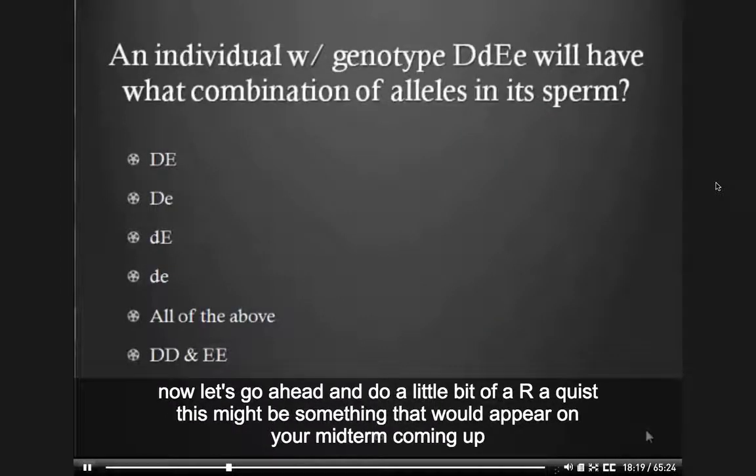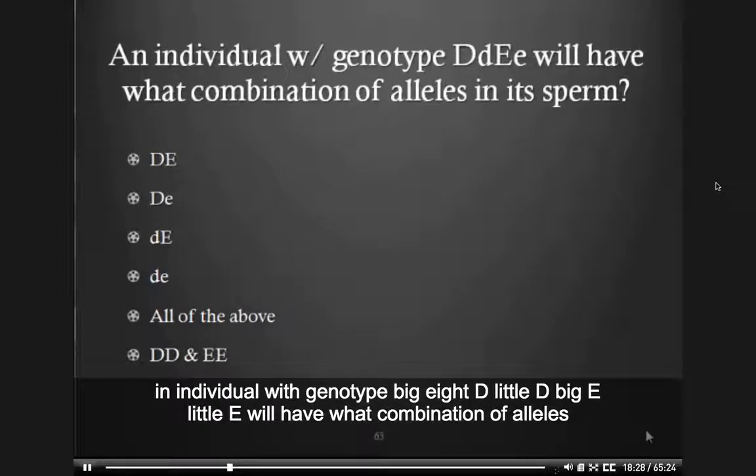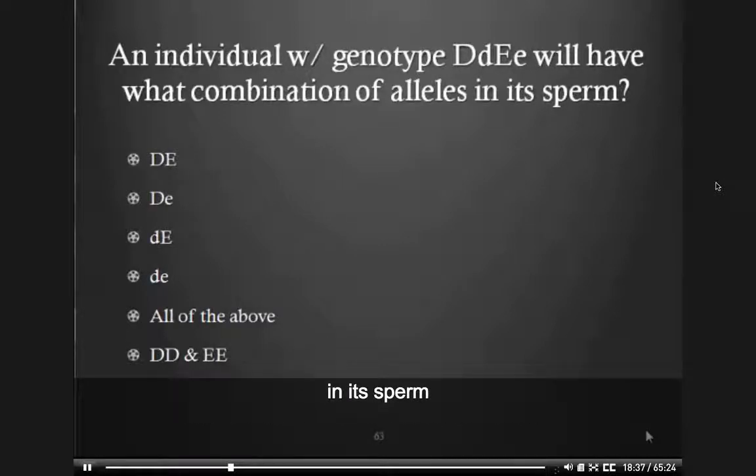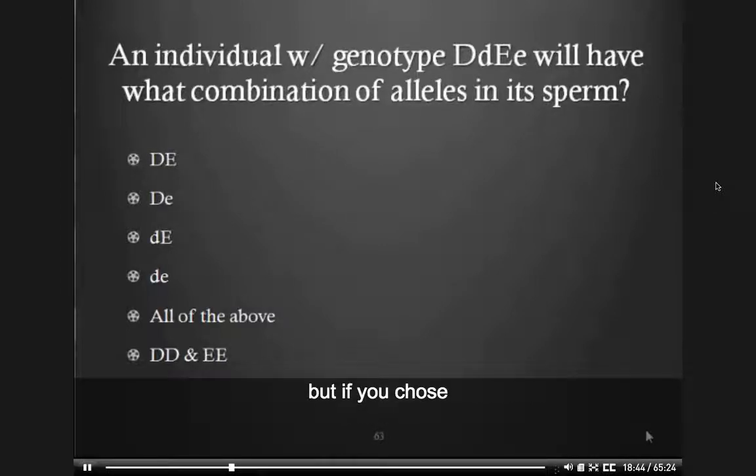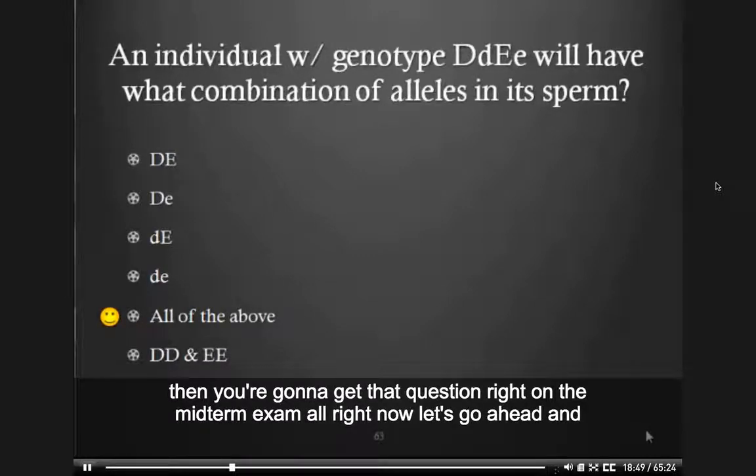Now, let's go ahead and do a little bit of a quiz. This might be something that would appear on your midterm coming up. An individual with genotype big D, little d, big E, little e, will have what combination of alleles in its sperm? I'll let you pause and think about that for a second. But if you chose all of the above, then you're going to get that question right on the midterm exam.